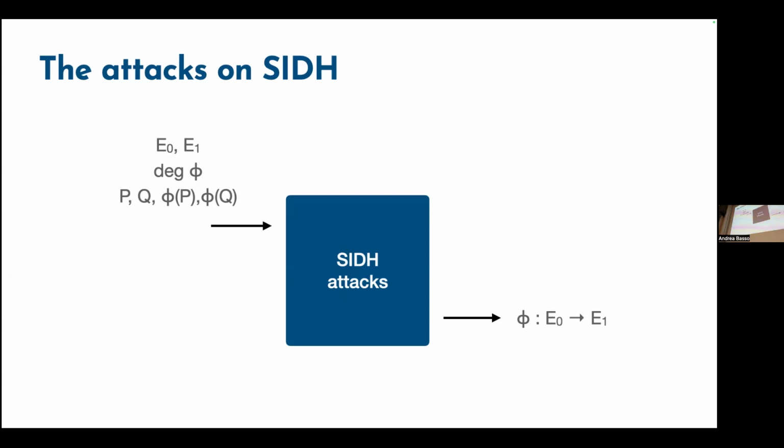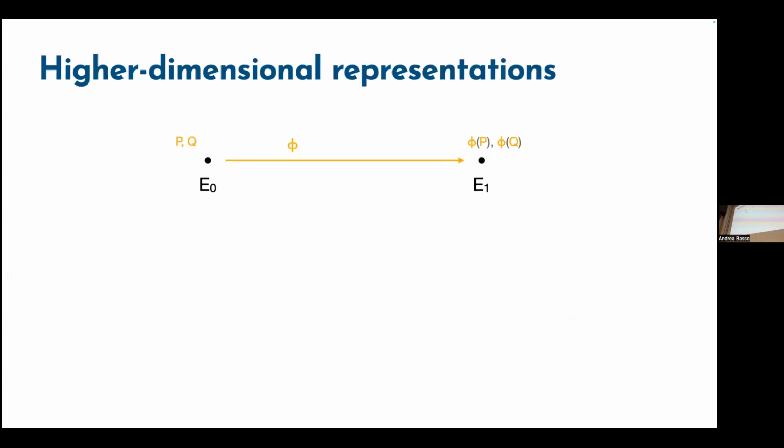Meaning, knowing an isogeny really means being able to evaluate it on any point that we have, and this is precisely what it does. So while this tool, this black box, was initially proposed for a destructive application to break SIDH, it led to the so-called higher dimensional representation of isogenies.